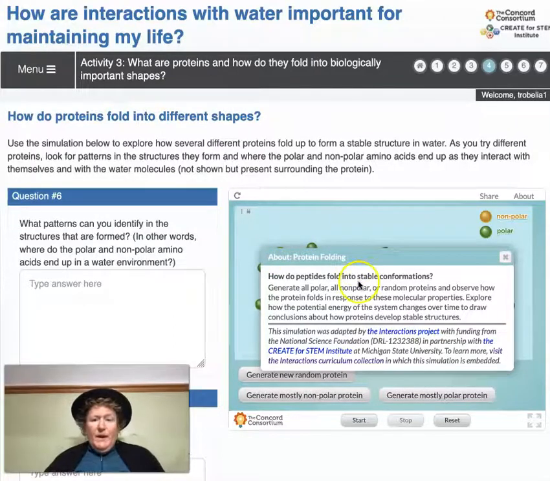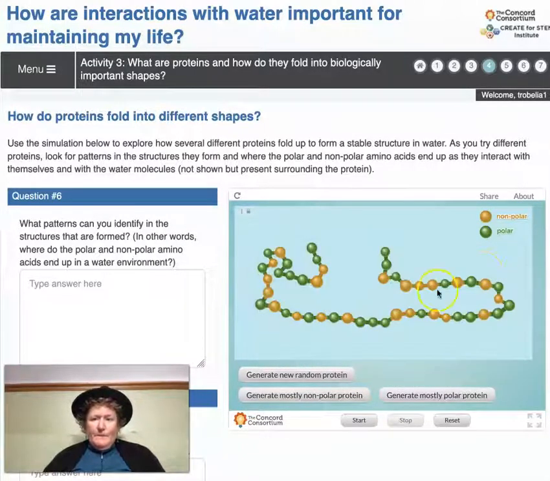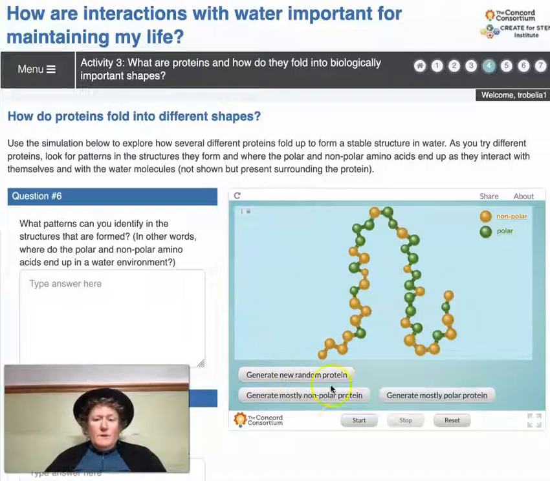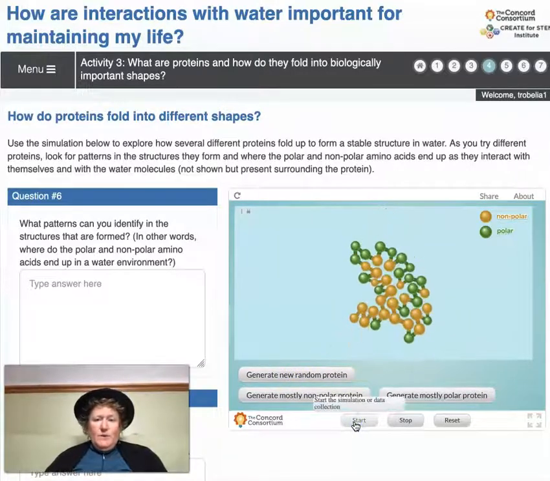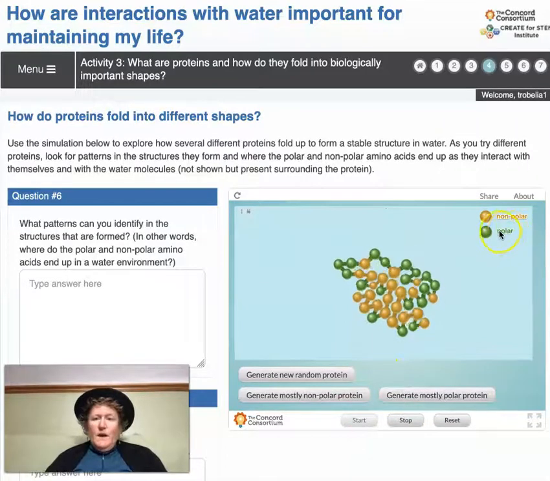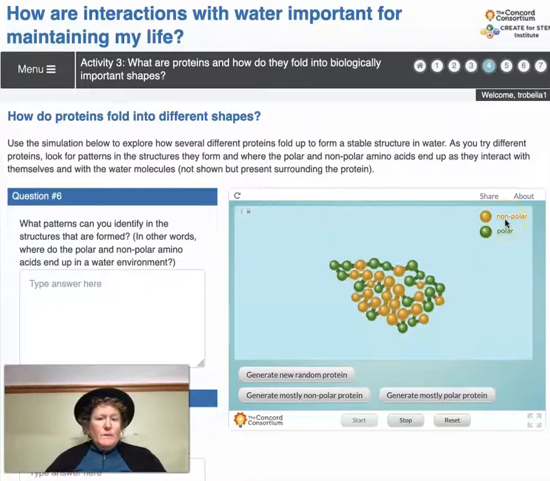So we're looking for some patterns here. Generate all polar, all non-polar or random proteins and observe how they fold. Explore how the potential energy of the system changes over time to draw conclusions about how proteins develop stable structures. We actually can see potential energy in the next simulation on the next page. Here we're just going to look at lots of different proteins and how they fold, and notice how the polar part of the protein and the non-polar part of the protein are behaving.